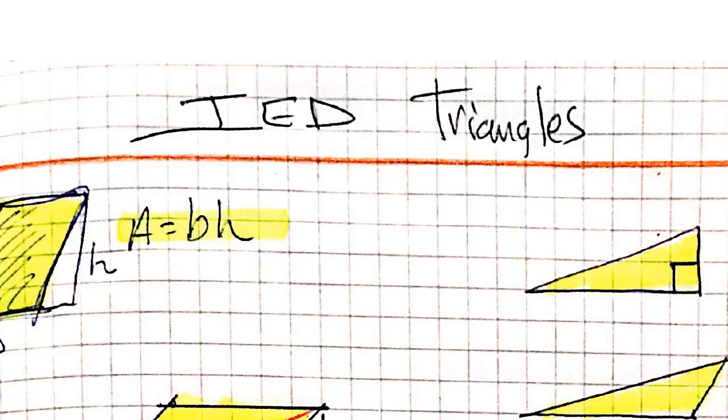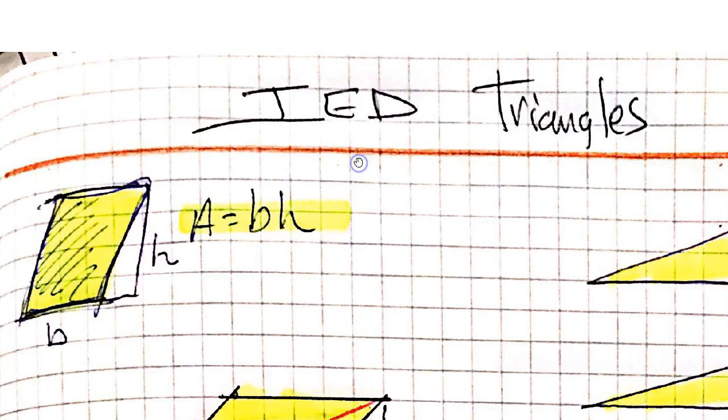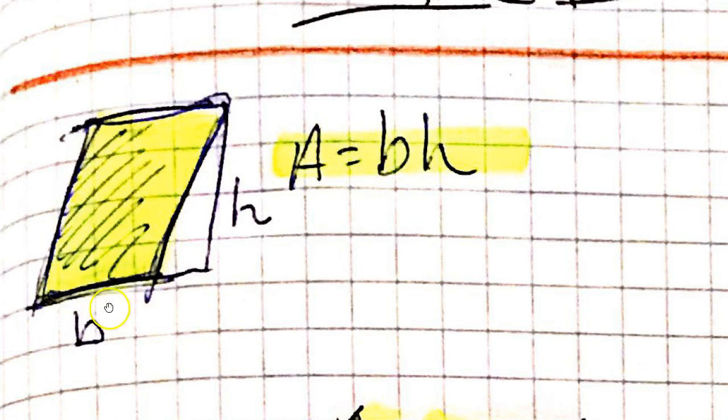Let's talk about triangles in Introduction to Engineering. Before we do that, let's take a look at parallelograms. A parallelogram has two sets of parallel sides, and it can be a rectangle, but it also can be skewed.